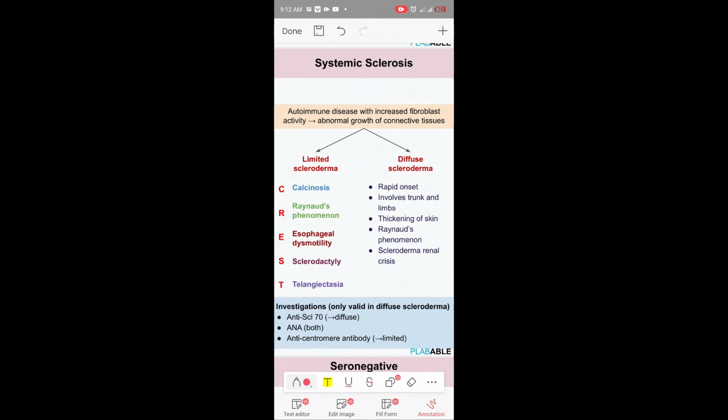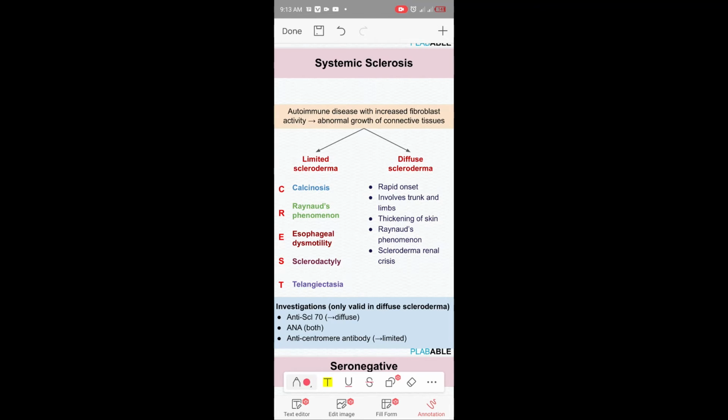Like if it started from your fingers, then it's going to go up to your elbow and not beyond that. If you started from the foot, it should go up to your knee and not beyond that. That is limited scleroderma. And in the diffuse, there's a rapid onset, it involves the trunk and the limbs and goes upward. So this is a chronic multi-system disease characterized by thickening of the skin. There is accumulation of connective tissue and involvement of the visceral organs like GI and the kidney. All the patients have Raynaud phenomenon and skin thickening almost.